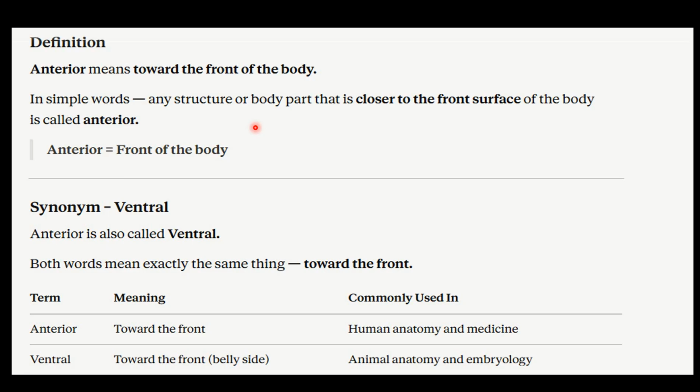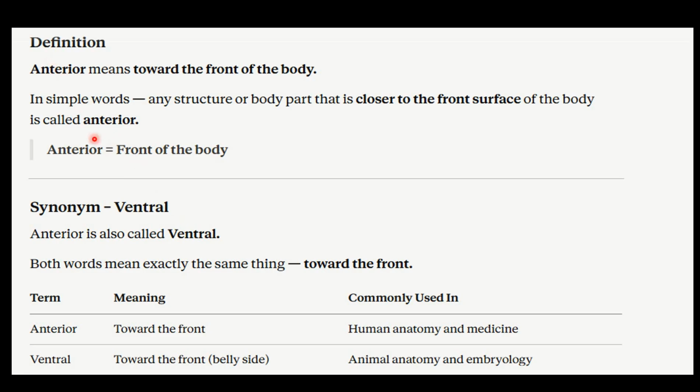Any structure, doesn't matter which structure or body part we are talking about, if it is closer to the front surface of the body, like the face or chest, then all these things are called anterior. So the overall conclusion is anterior means front of the body. Now, sometimes people get confused between anterior and ventral, but don't get confused. They are just synonyms of each other.